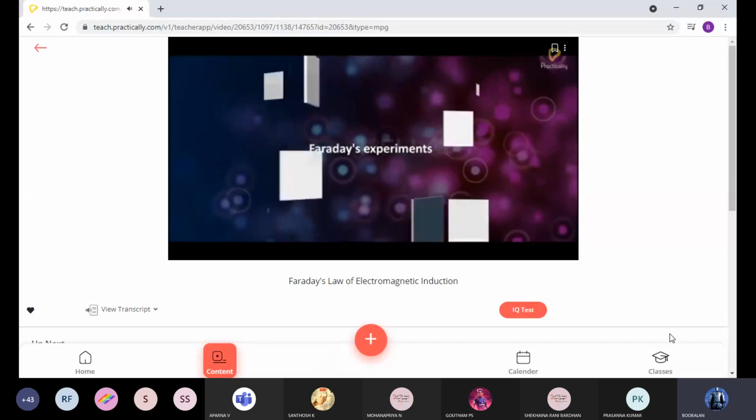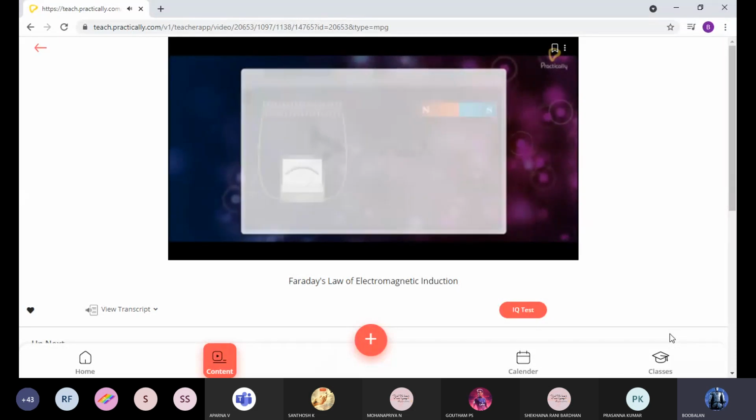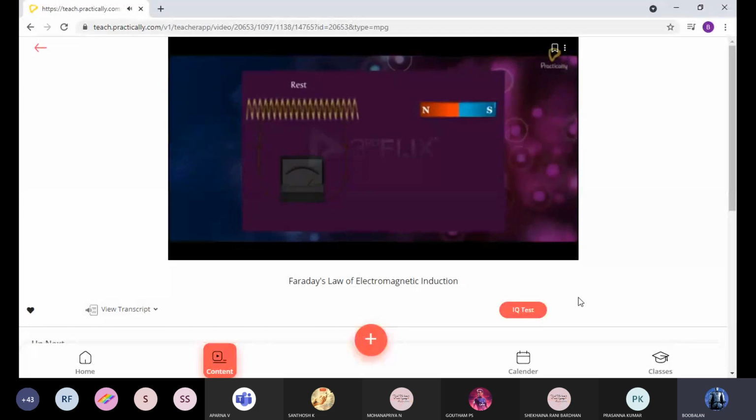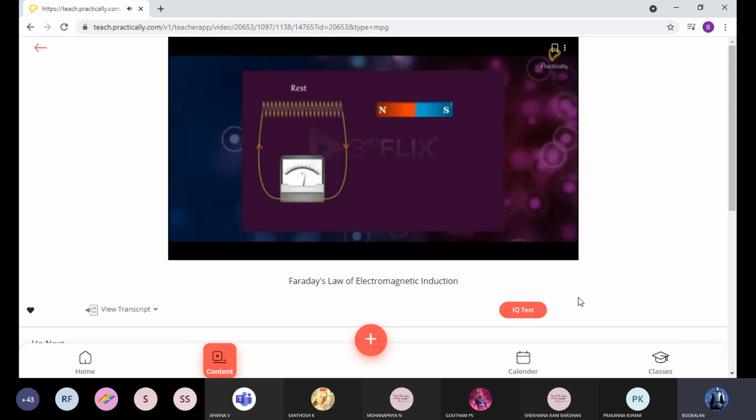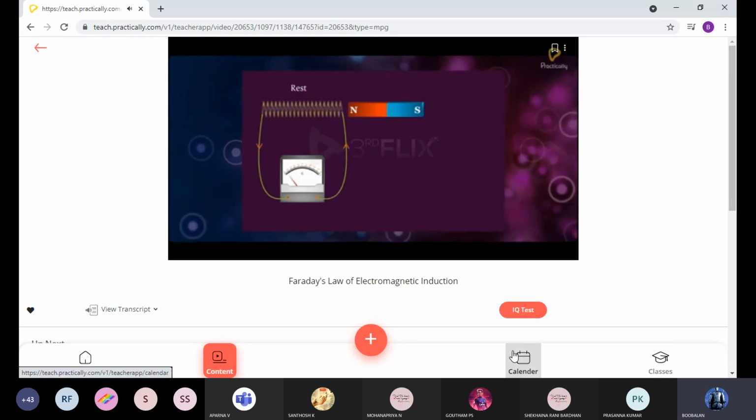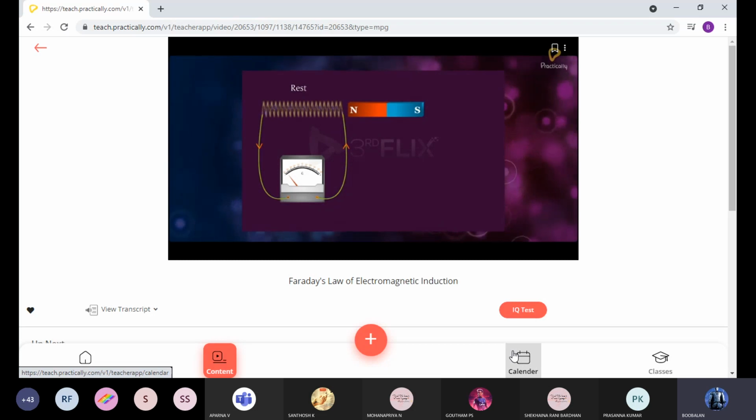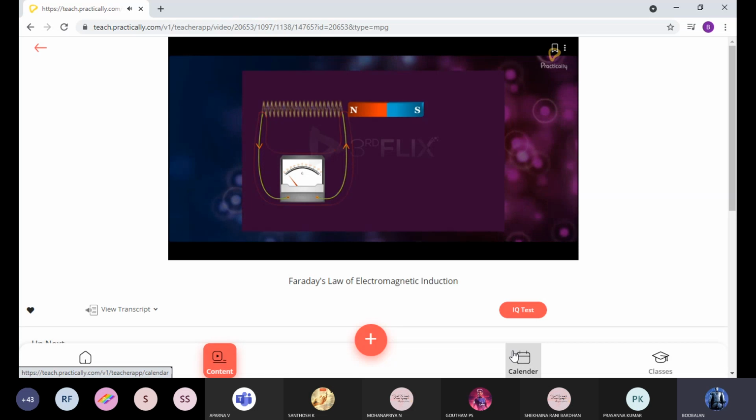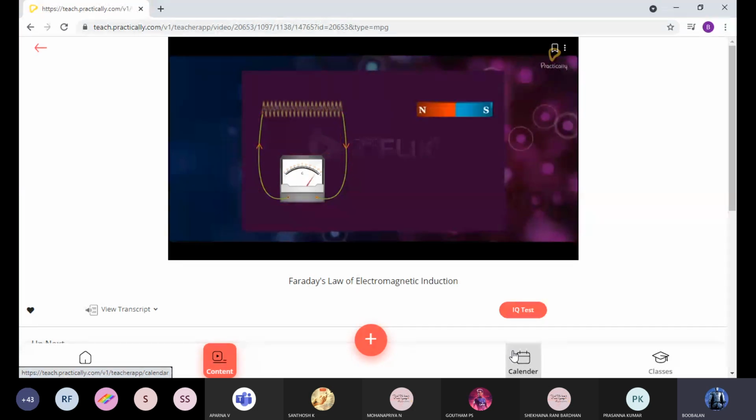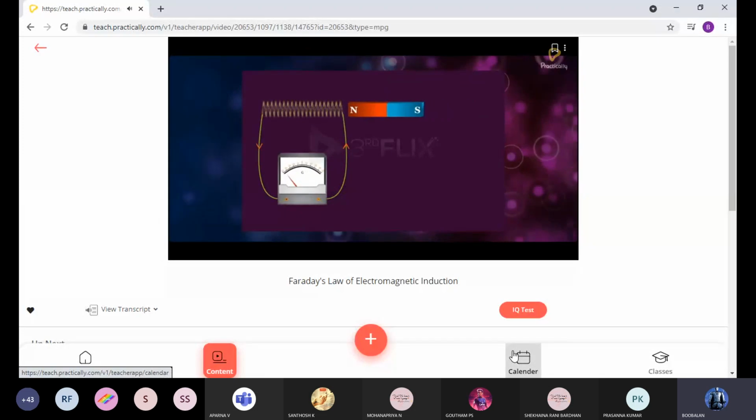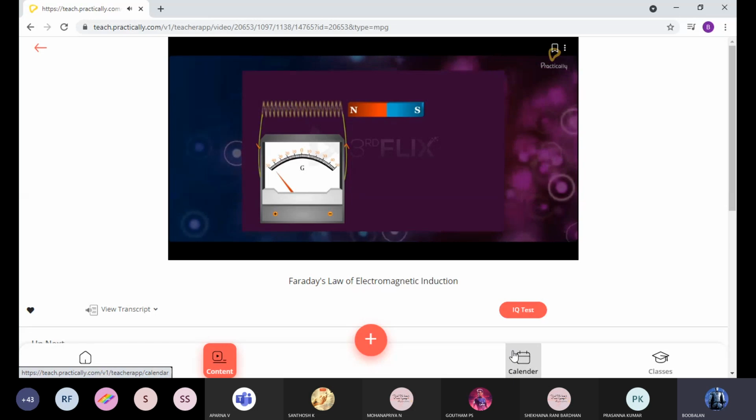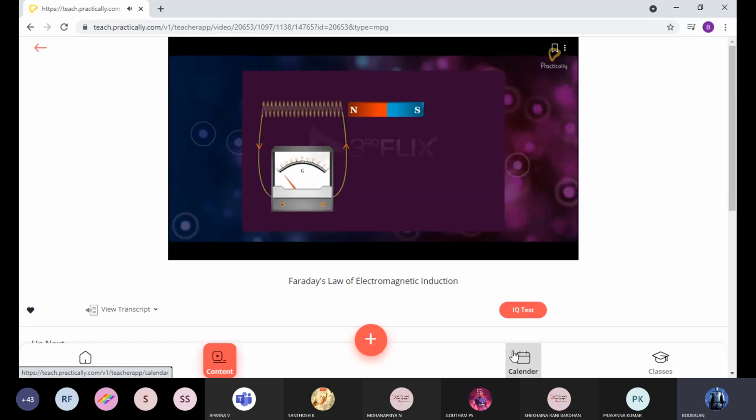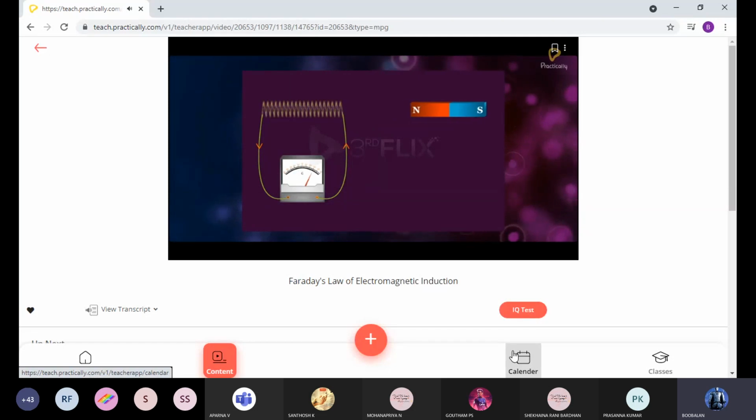Faraday's experiments. Consider a solenoid, or a coil, at rest. Take a bar magnet, and move it towards the coil. Attach a galvanometer to the coil, as shown. When the bar magnet moves towards the coil, galvanometer deflects in one direction. When the bar magnet moves away from the coil, galvanometer deflects in the other direction.